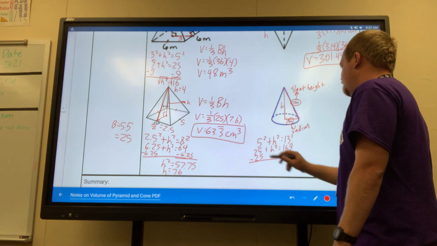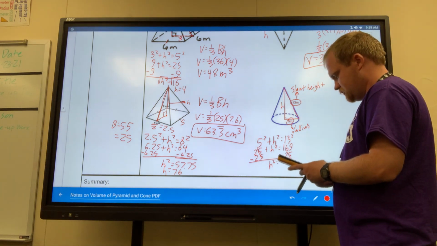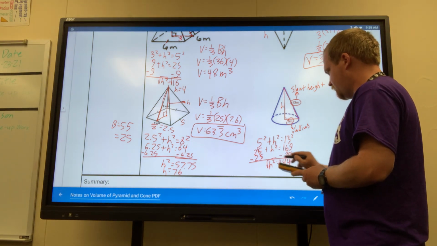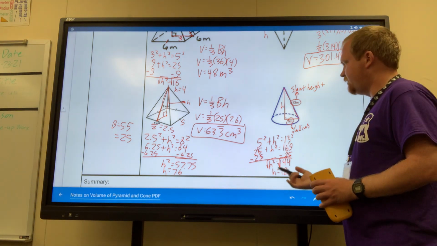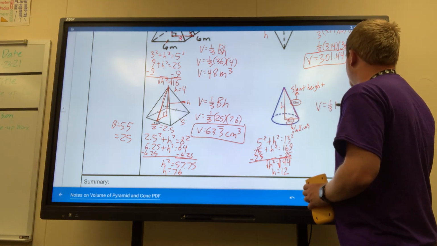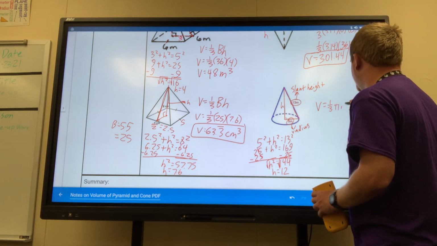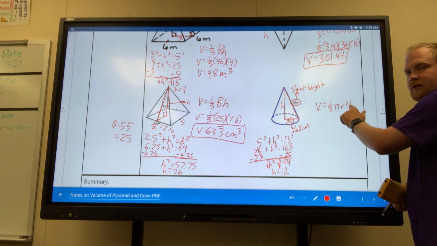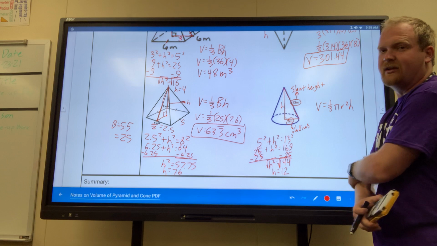Subtract 25 from both sides. H squared equals 144. Take the square root. H equals 12. So the height of this is going to be 12. So that means, not that base, sorry, pi r squared times h. So that means I'm going to replace this h with 12 instead of 13 because I need to use my regular height and not my slant height.